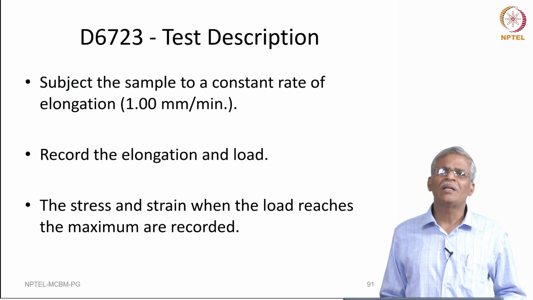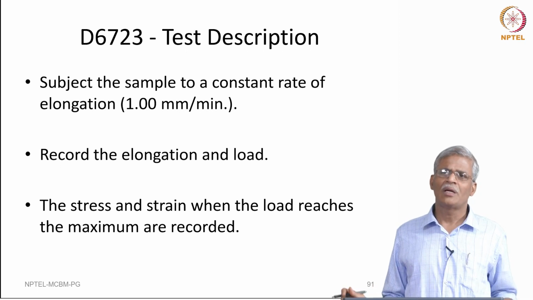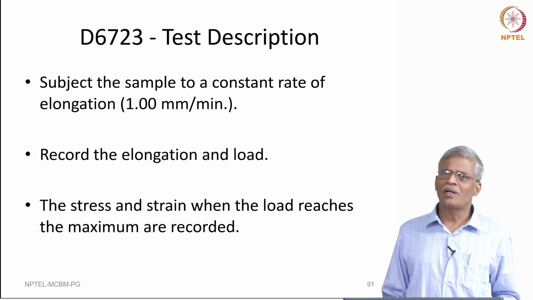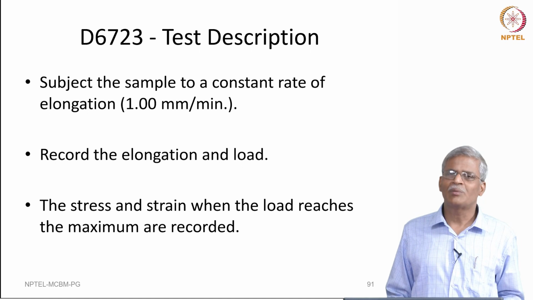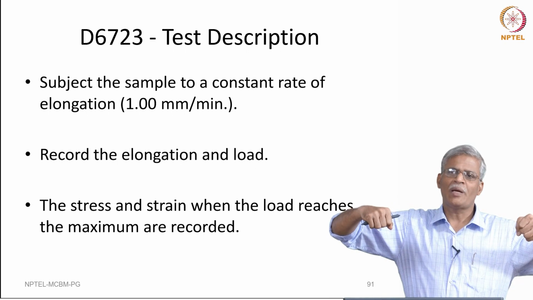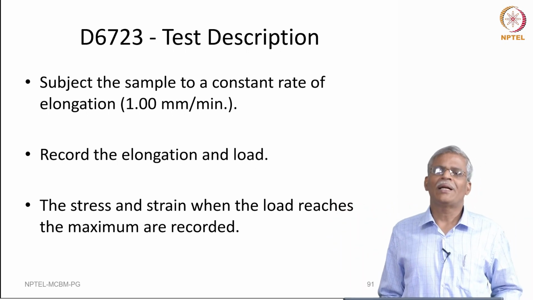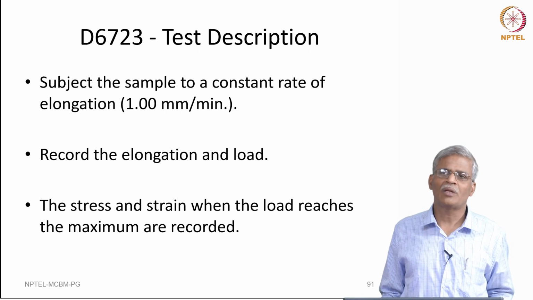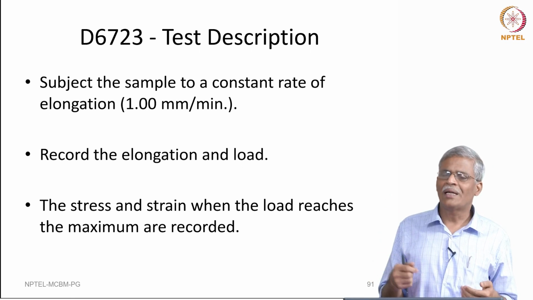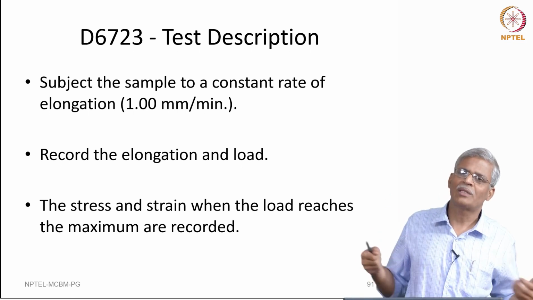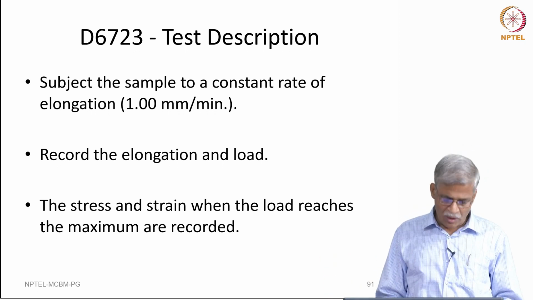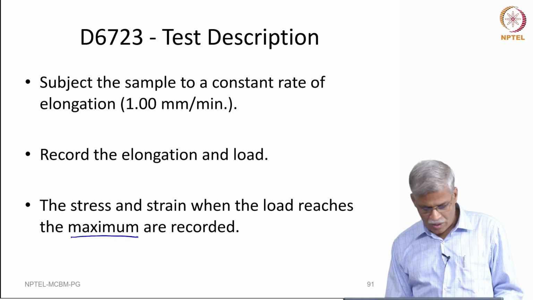So, what do we do here in this test? It is a fairly straightforward test. You keep the sample at the specific temperature that you want to test for, and subject the sample to a constant rate of elongation. So, that means you try to pull it at 1 mm per minute, and the data acquisition system that is applied as part of the equipment will record not only the elongation as well as the load that is necessary for you to subject the material to that constant displacement rate, and the stress and strain when the load reaches the maximum are recorded here.